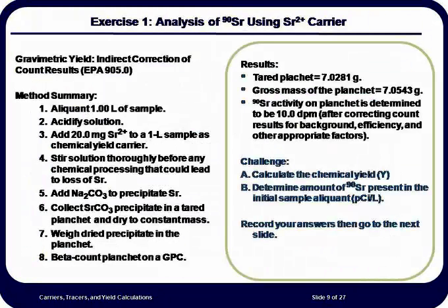Are you ready for a small challenge? Described on the left is the process used to perform the separation of strontium from a sample. Included are the salient pieces of information that you need to calculate the following. First, the chemical yield, and second, the amount of strontium-90 present in the sample in picocuries per liter. Try the calculations, then go to the next slide to check your answers.